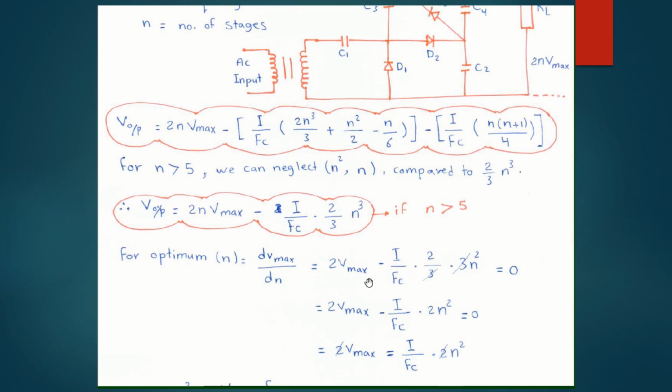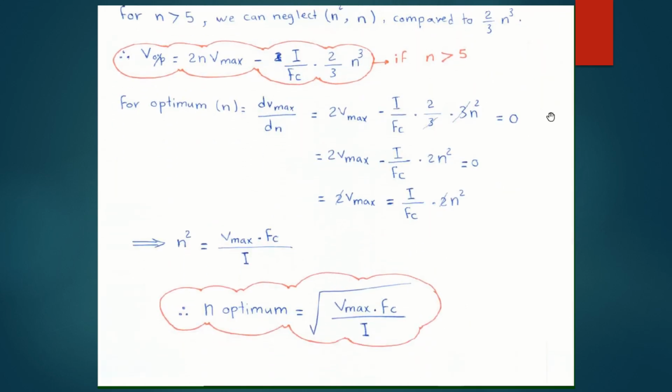So the equation will be like this: 2V max minus I divided by frequency into the capacitor into 2n square will be equal to 0. So now to find the optimum n, we will move this side to after the equal. So 2V max will be equal to I divided by Fc into 2n square.